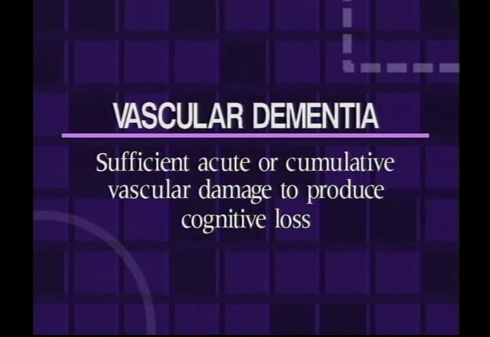Let's begin with vascular dementia. What is vascular dementia? It's sufficient acute or cumulative vascular damage to produce cognitive loss. In other words, you have to demonstrate that the brain was damaged due to vascular disease, and as a result of that, the patient had intellectual impairment.